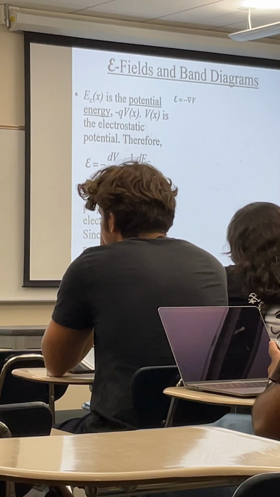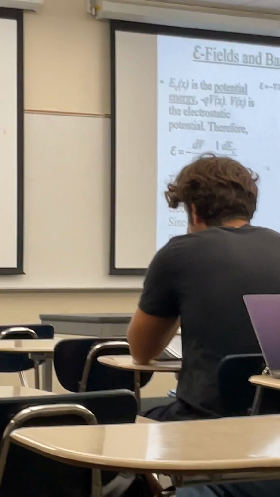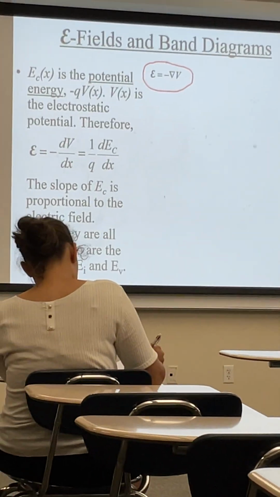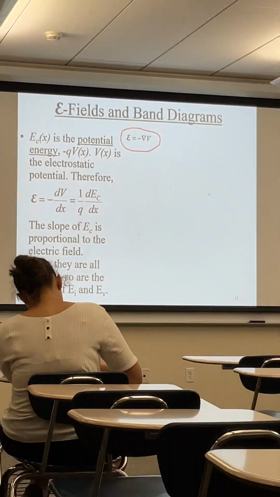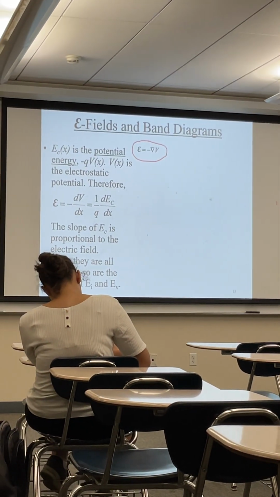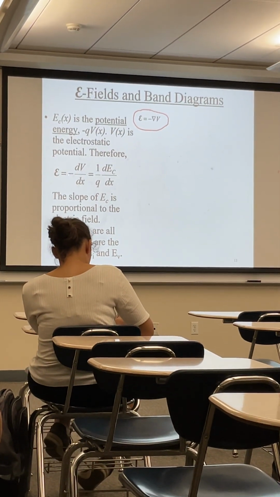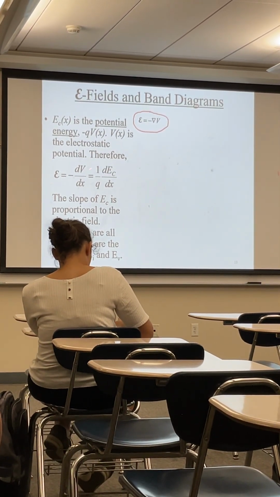The electric field, as we discussed in the last lecture, is due to the gradient in the electrostatic potential. It's related to this equation here. If we just assume along the x-axis, the electric field will be negative dV over dx.